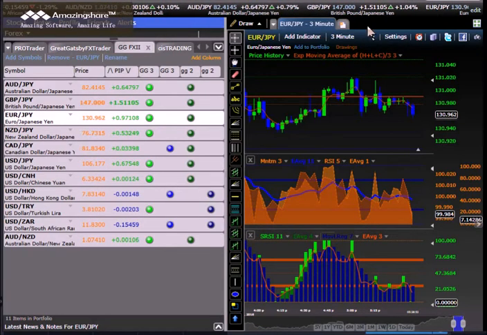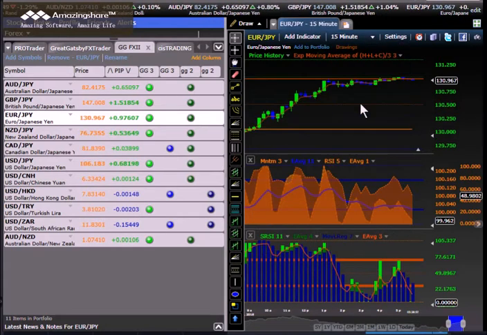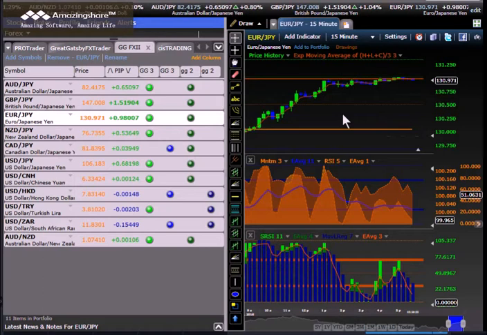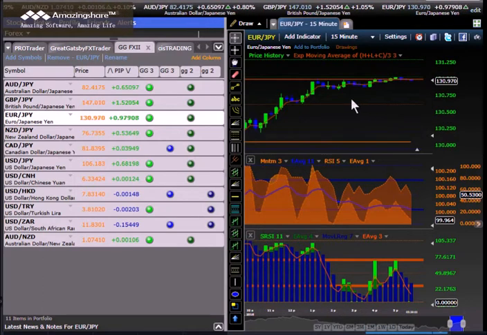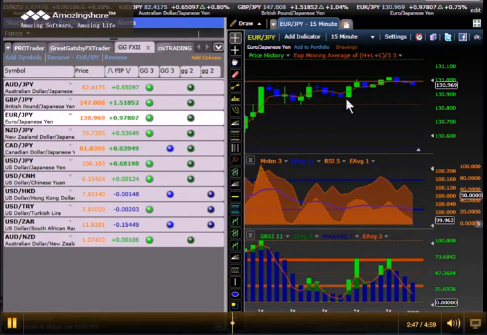Take a look at what we look like on a 15-minute chart. Not really much range. This is something where we're looking again for a 3 pip to 10 pip move within anywhere from a 3 to 10 minute type of trade.